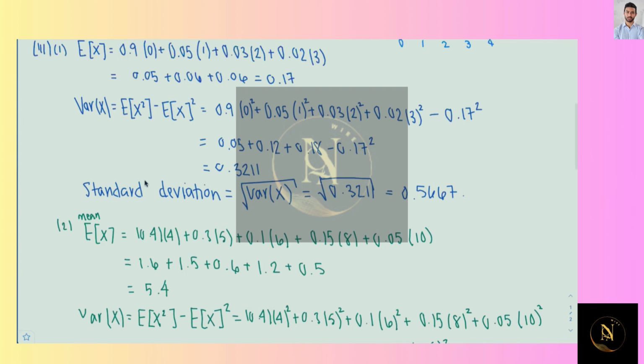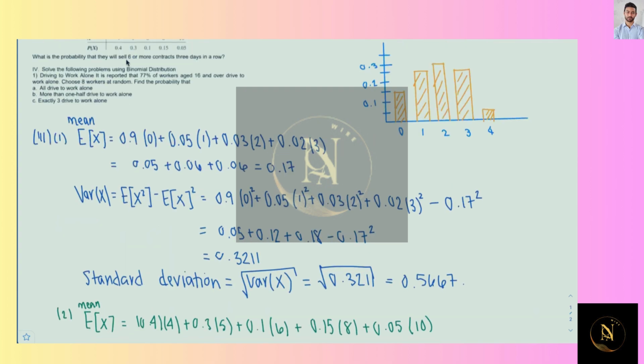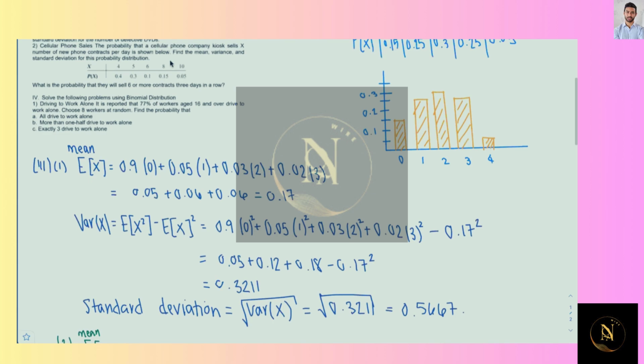Okay, and then the next thing we wanted in here was the probability that they will sell 6 or more contracts 3 days in a row. So the contracts they sell from one day to the other are independent. So it's just the probability that they sell 6 or more contracts on one day times the probability they sell 6 or more contracts the next day times the probability they sell 6 or more contracts.